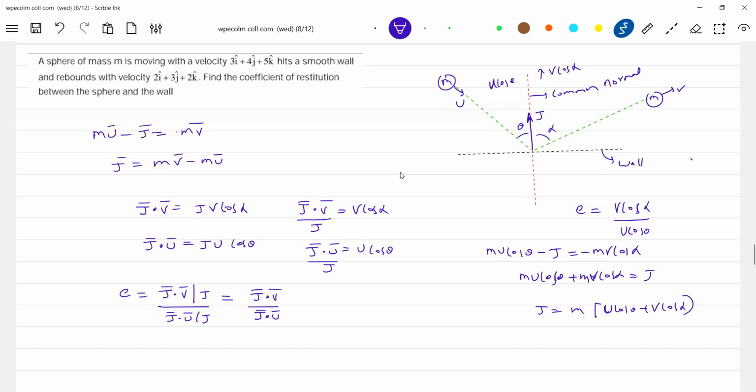Do we know j bar? We don't know that. But we know v bar and u bar. From here, I'm going to calculate j bar, and v bar and u bar are already given. Let me take the dot product and solve. I'll get the required coefficient of restitution.